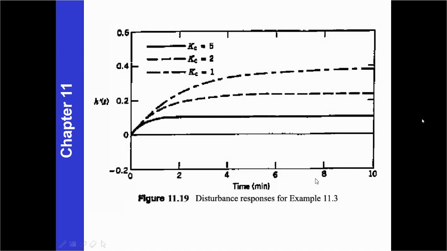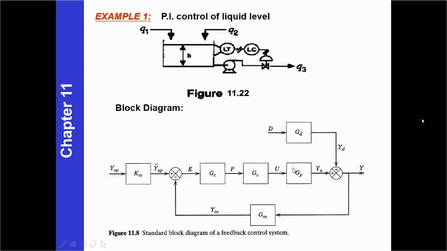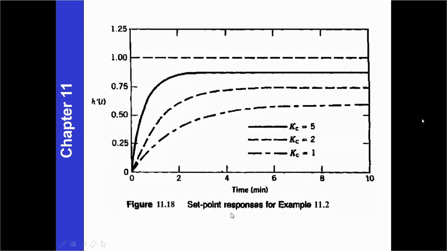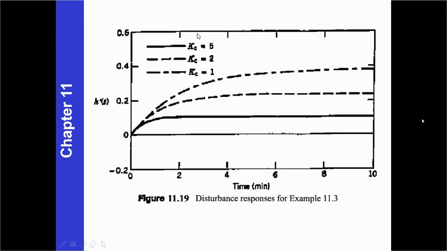And for the disturbance response, for Kc of 5 we have it here, for Kc 2 it is somewhere in the middle, and for Kc 1 at the top. So before, when we looked at the set point responses, as the Kc value increases, the response increases towards 1. But for disturbance, when Kc is increased, the response is reduced.